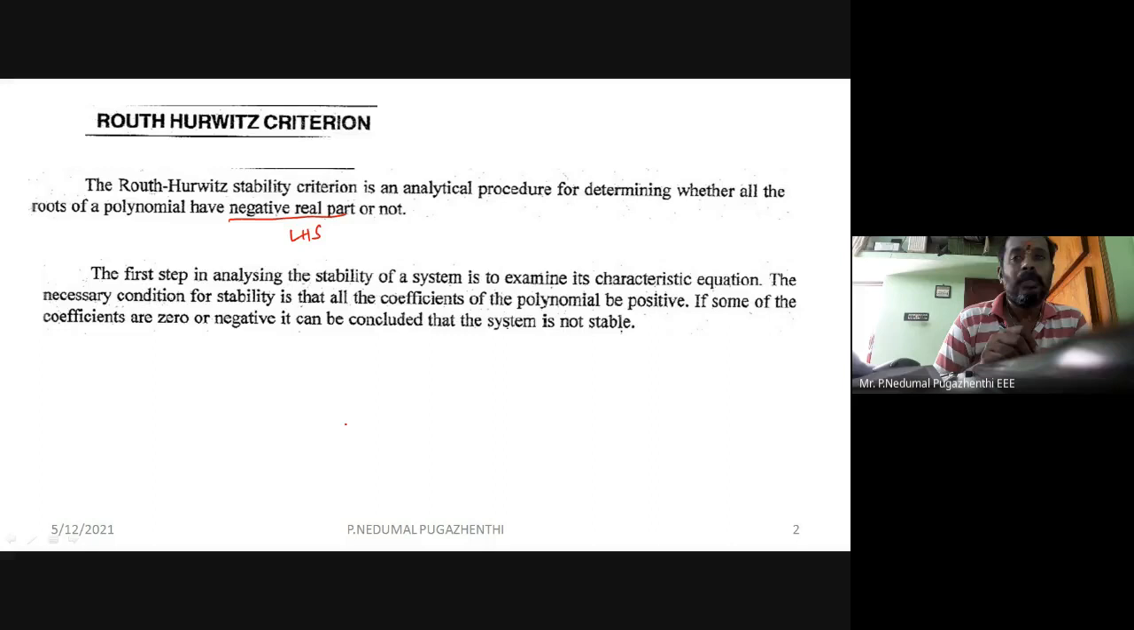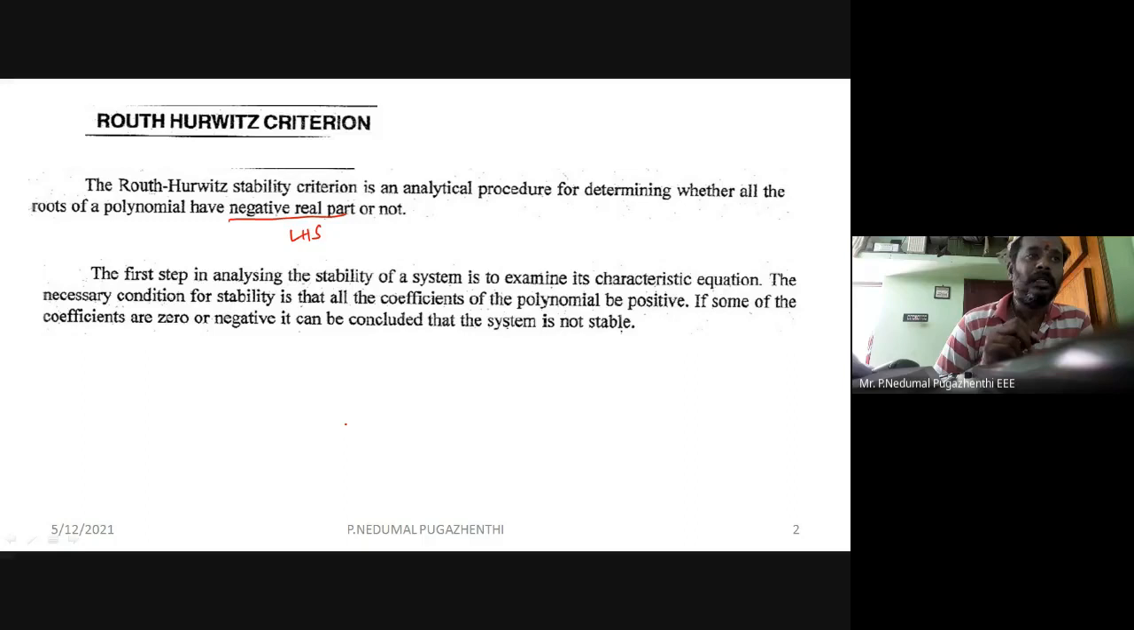The first step in analyzing the stability is to examine the characteristic equation. If it is a second order system, there is no need to go for a Routh array to comment about the stability, because you can straight away find the roots of the system. Whether it is an open loop transfer function or a closed loop transfer function, you can find your roots and comment about the open loop stability as well as the closed loop stability. Even if it is a third order system, you can work on it and find the roots directly. Suppose it is a higher order system of order 5, 6, 7 and so on, then it becomes a tedious work to find the roots. Even though computational tools are available now, this procedure in the previous years was widely used in determining the stability of higher order systems.